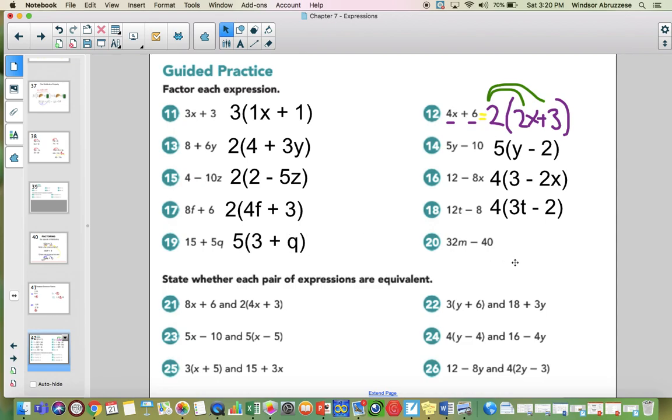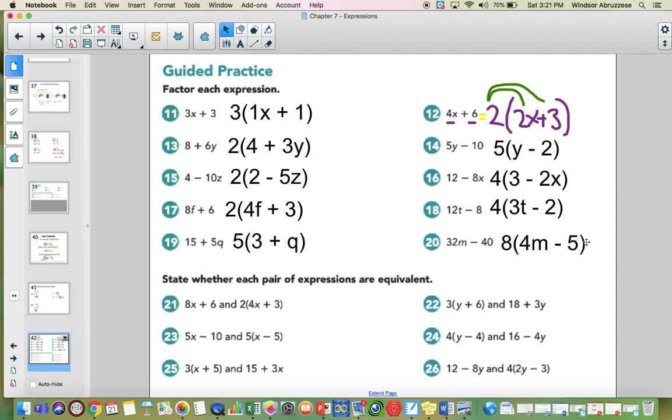And number 20, 32m minus 8. What's the GCF between 32? Oh, I said 8. What's the GCF between 32m minus 40? That's 8. So if I divide both of these by 8, you're left with 4m minus 5. Again, just double check by distributing it.